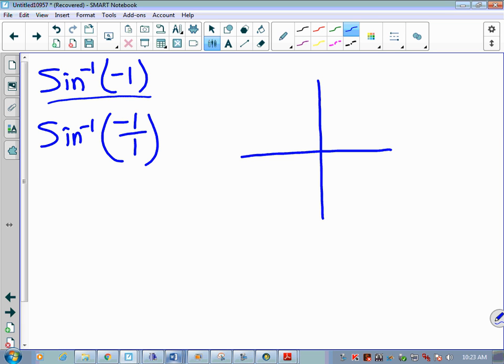So I want you to go back to this, and I want you to understand that sine represents the y-axis. Okay? Sine represents the y-axis. So where am I going to be negative 1 on the y-axis? I'm going to be down here, right? Is that negative 1 on the y-axis? Yes? Okay. Now, can you tell me what the degree is there? 270.